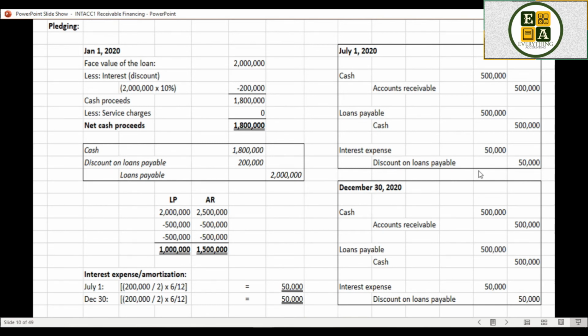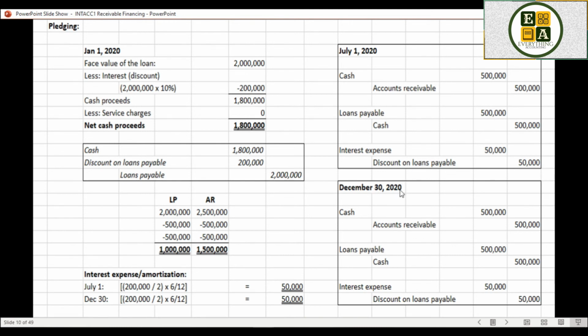Now, for loans and other borrowings, supposed to be, kailangan merong kaakibat na interest through payment of cash. But because yung interest dito is treated as discount kasi nga deducted in advance, yung ginawa natin is to recognize interest through amortization na lang. Ina-amortize natin yung discount on loans payable.